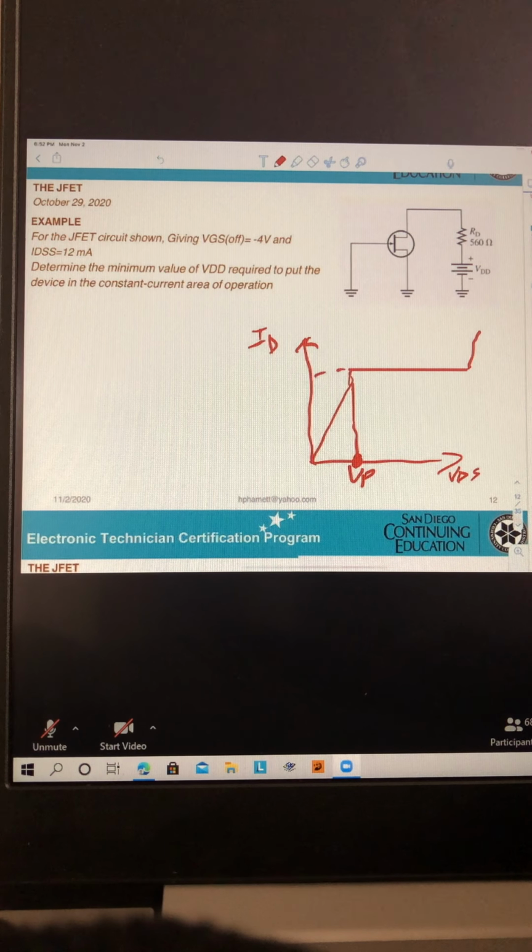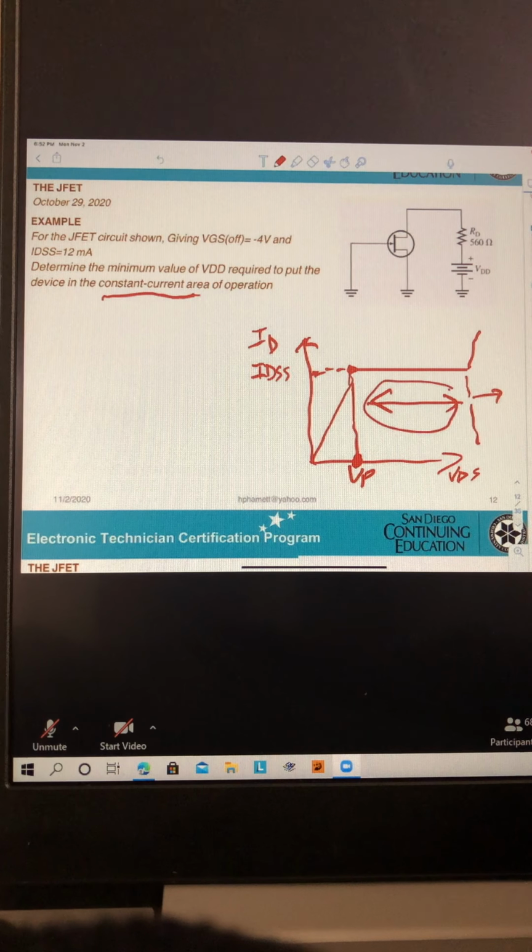What is the current here? IDSS. Right, very good. IDSS, and the VGS will be equal to 0, right? Yes. And this will be the breakdown right here. We don't care. This is the constant current region right here, that's what they're talking about. That means in this area. Now they don't give you VDD. They're asking for VDD.